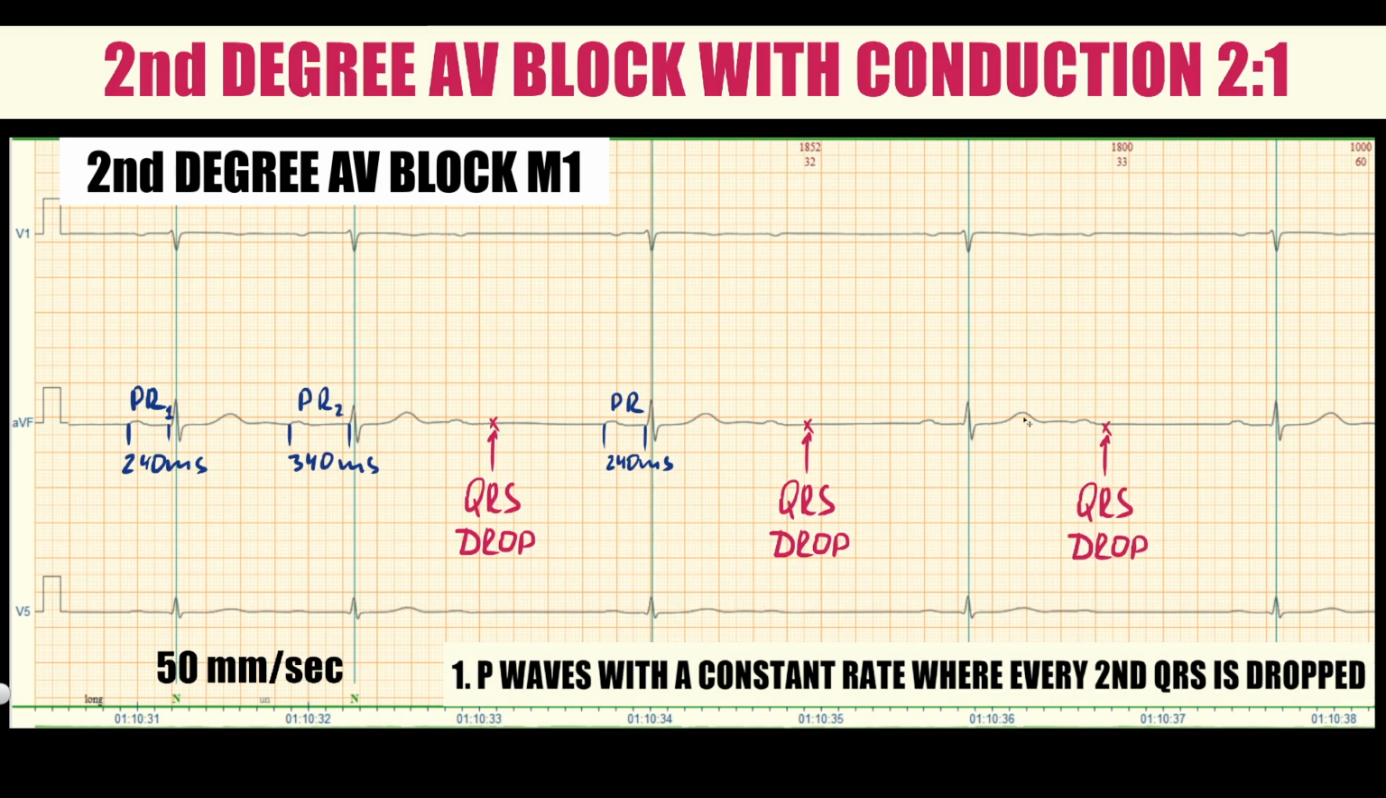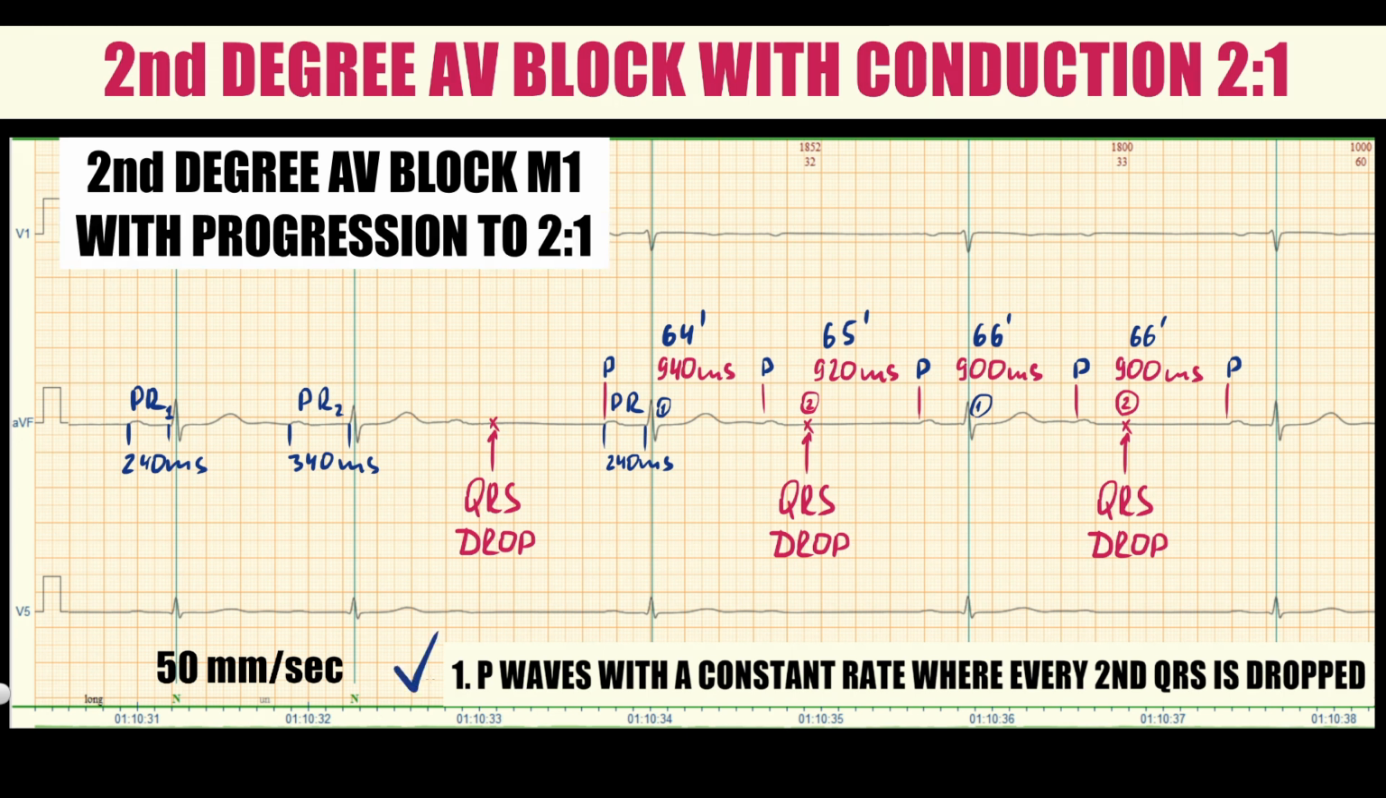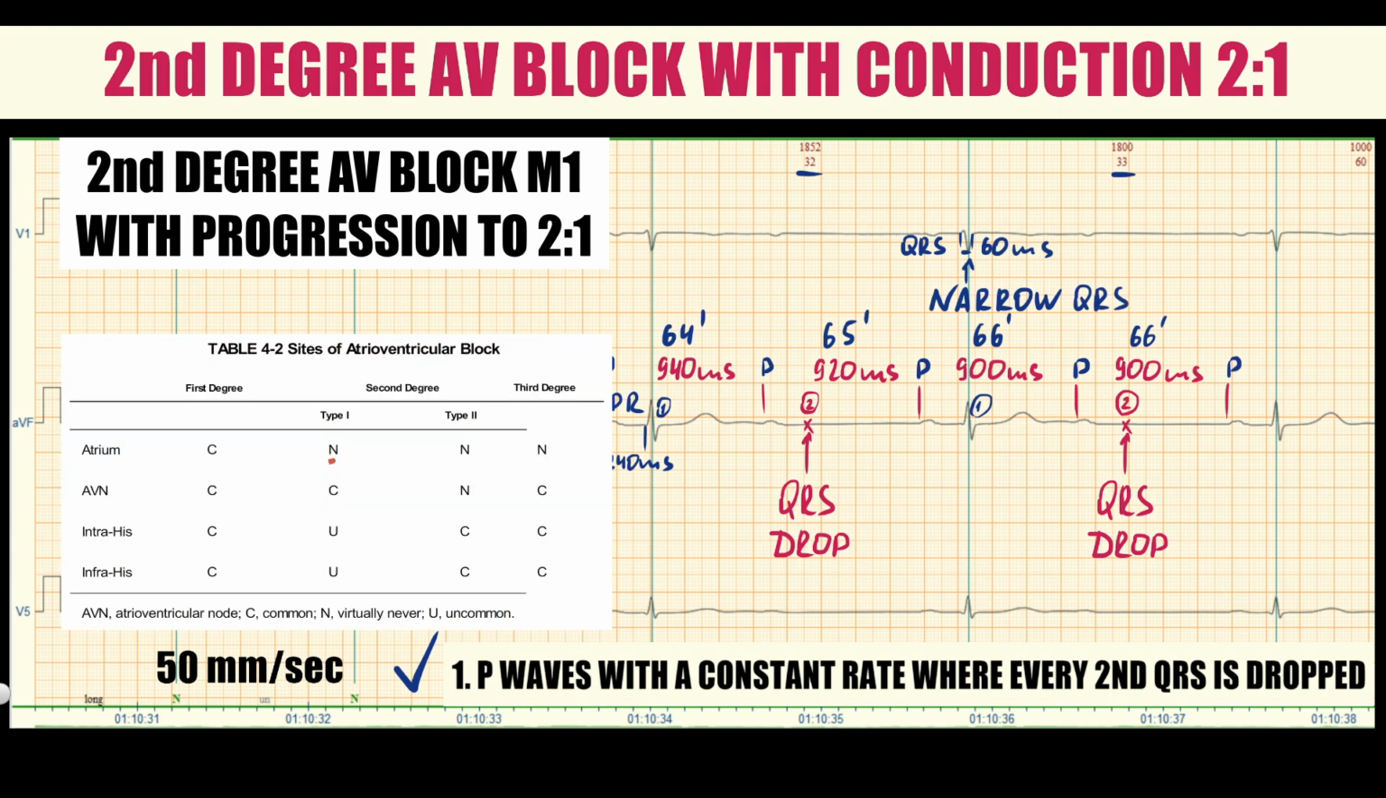After the first drop, we see that every second QRS complex is dropped. P wave has a constant rate of 64-66, so the criteria of 2 to 1 conduction is present. As a result, we have second degree AV block type Mobitz I with progression to 2 to 1 conduction. If we see Mobitz I, we know that the injury is located in the AV node. Narrow QRS and huge prolongation of PR confirm that.